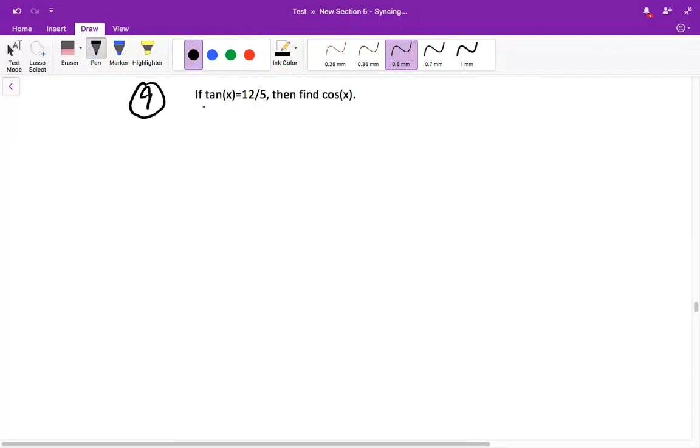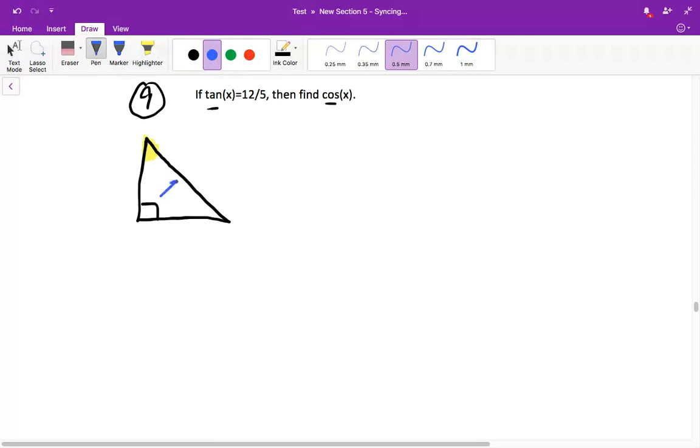All right, this one says if tangent of x is equal to 12 over 5, then find cosine of x. So we know once we see tangent and cosine, that means we're dealing with our right triangle. So I'm going to go ahead and draw a right triangle just to help me solve this problem. I'm just going to pick any angle I want. I'll highlight this as my angle. And now I'm going to fill in my sides.